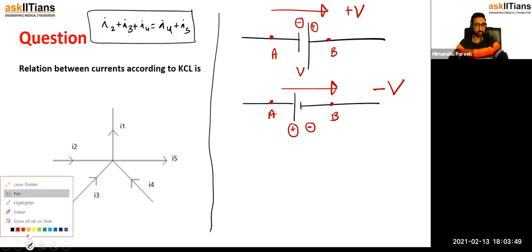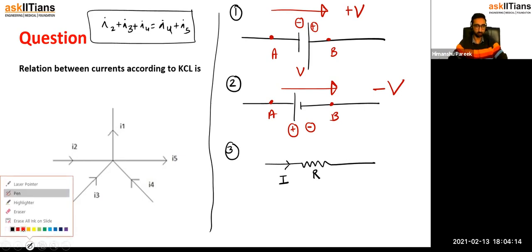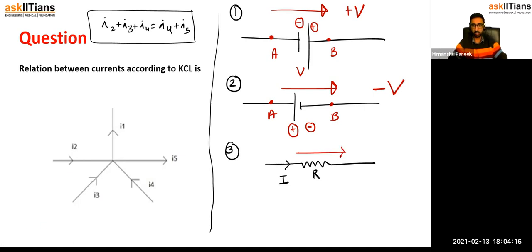Now let us talk about case number 3. So battery cases we have taken. There can be only two cases, either lower to higher or higher to lower. Now let us talk about the resistor. So that's the resistor. And let's suppose the current I is flowing in this way. Perfect. So if somebody walks in the direction of current, how should I write the potential difference across the resistor?